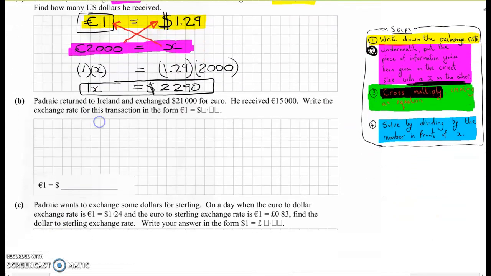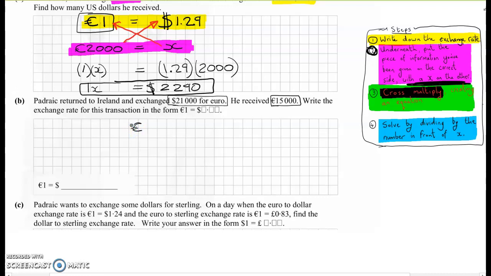Now, the next one, we just apply the same method. Pádraig returned to Ireland and exchanged $21,000 for euro. So this time he's going the other way around. He's got a load of dollars and he wants to change them into euro. He received 15,000. Write the exchange rate for this transaction in the form 1 euro equals what?